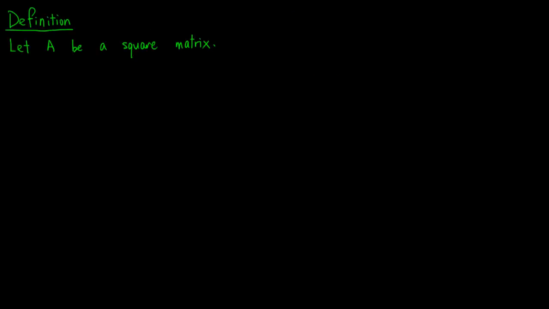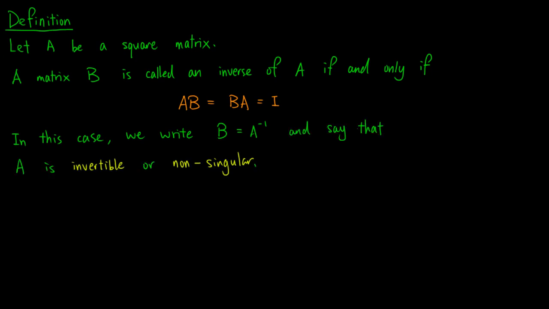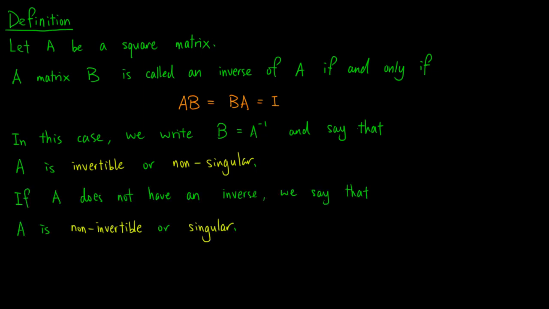Let A be a square matrix. A matrix B is called an inverse of A if and only if AB equals BA equals I. In this case, we write B equals A to the power -1, and say that A is invertible or non-singular. If A happens to have no inverse, we say that A is non-invertible or singular.